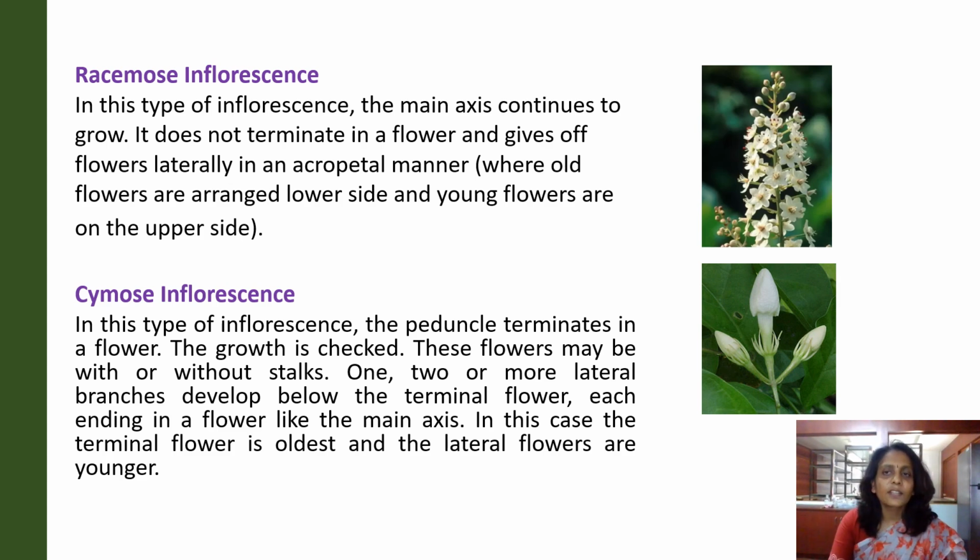On the other hand, the cymose inflorescence is a type of inflorescence where the peduncle terminates into a flower. The growth is definite, it is checked. These flowers may be with or without stalks. One or more lateral branches develop below the terminal flower, each ending in a flower like the main axis. In this case, the terminal flower is the oldest while the lateral flowers are younger.